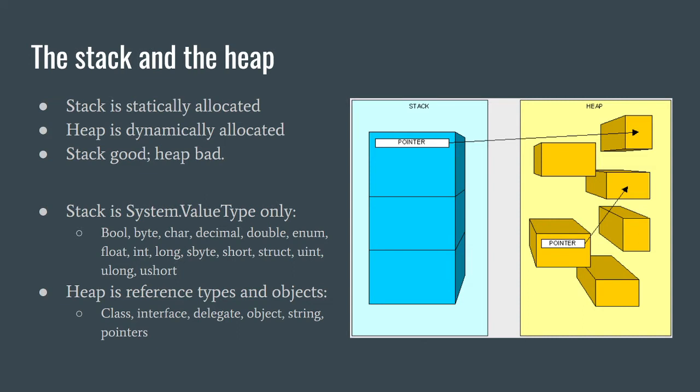And the reason that the stack is good is because it's much, much faster, it's much cleaner, and the garbage collection system doesn't have to touch it. It's a perfect system if you want to manage your memory. Notice that the things that are not on the stack are things like strings, objects, pointers, delegates, and classes. All those types of things are reference types. All reference types go on the heap.